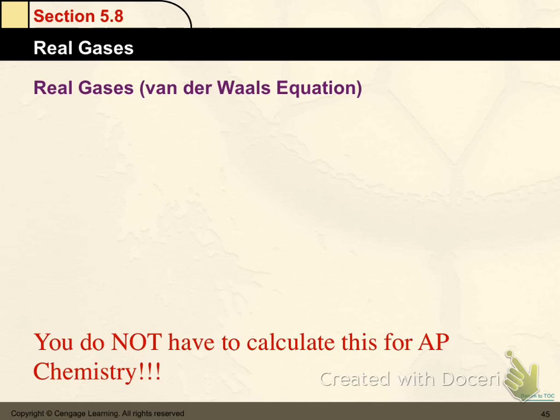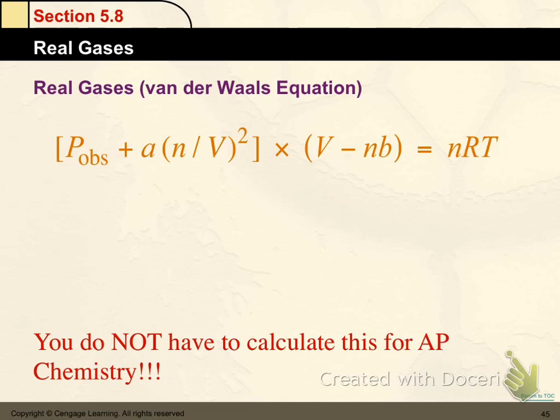Here's the good thing for you. You do not have to do any calculations with real gas laws or the van der Waals equation. I'm just going to show it to you, tell you it exists, show you why the correction factors are in there, and then I'm going to move on. Here it is. Wow, thank goodness we don't have to do anything with that, because it's a gorgeous equation, but it's kind of confusing.